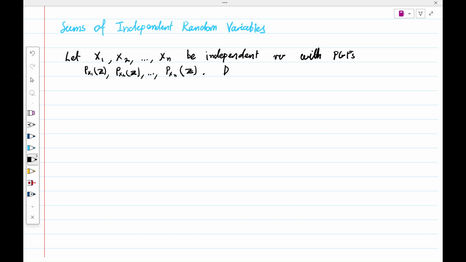And let's define the following. Define S, the sum, to be the sum of all those random variables. Or in shorthand form, we're going to say it's equal to the sum from i equals 1 to n of xi. Shorthand form. Here is my claim.